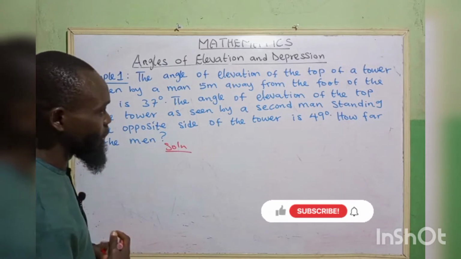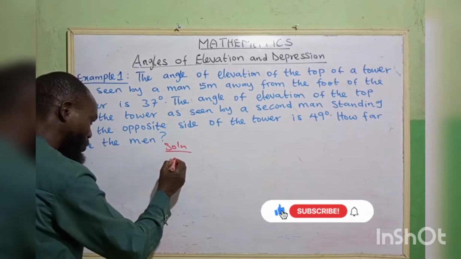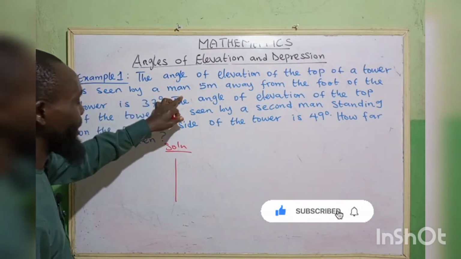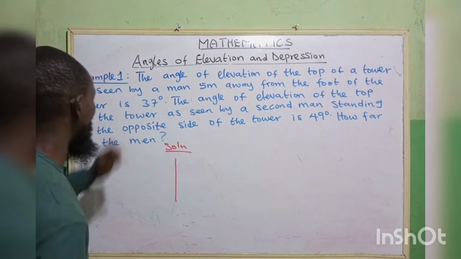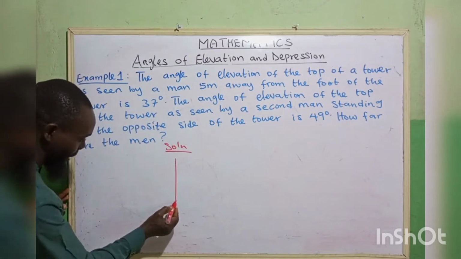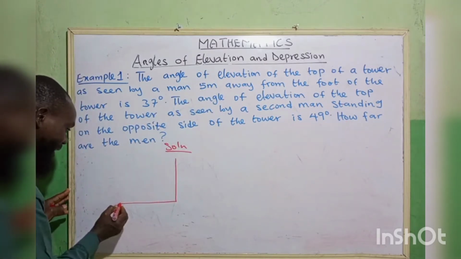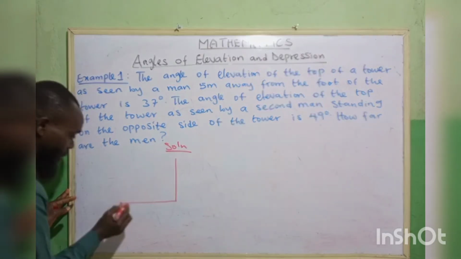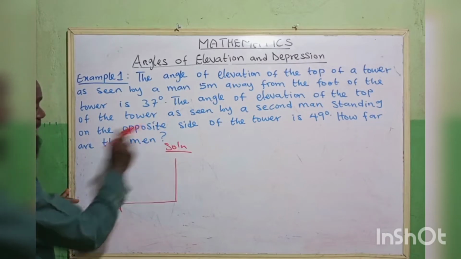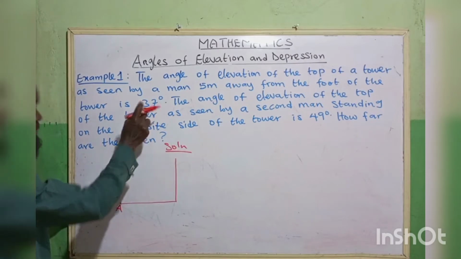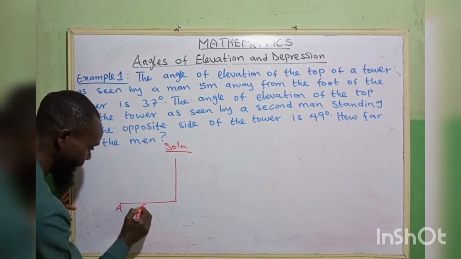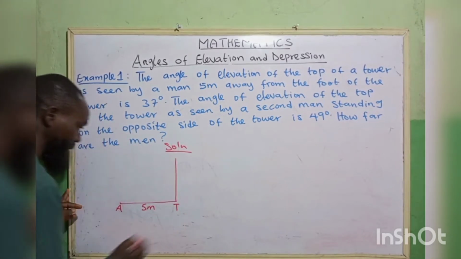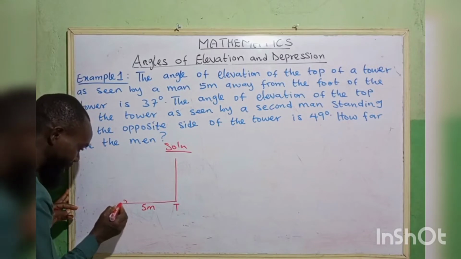The angle of elevation of the top of the tower, let's assume we have a tower this way, as seen by a man 5 meters away from the foot of the tower. There is a man that is 5 meters away. Let's say the man is standing here at a point A. But the angle of elevation of the top of this tower, as seen by this man here, is 37 degrees. And the distance is 5 meters away. So this is the tower. Now, the angle is 37 degrees.